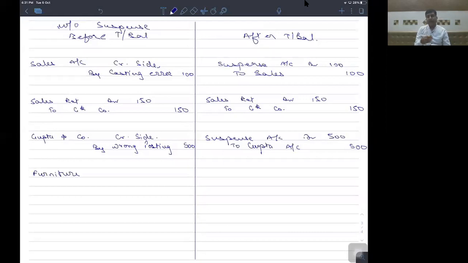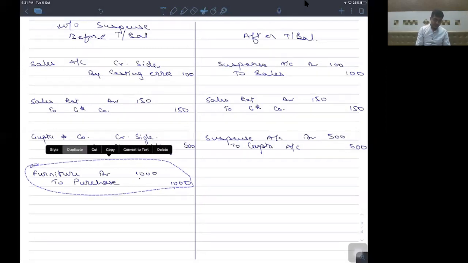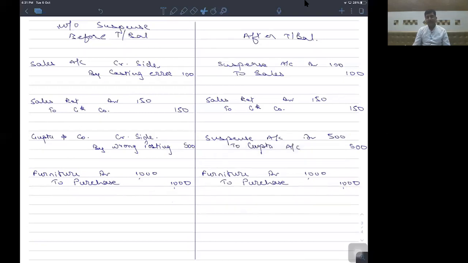Because Gulab and Rose is anyway credited, right? Yes or no? So furniture debit 1000 to purchase 1000. Correct? So even if you are doing the rectification after preparing the trial balance, the rectification entry will remain the same. Is that point right?